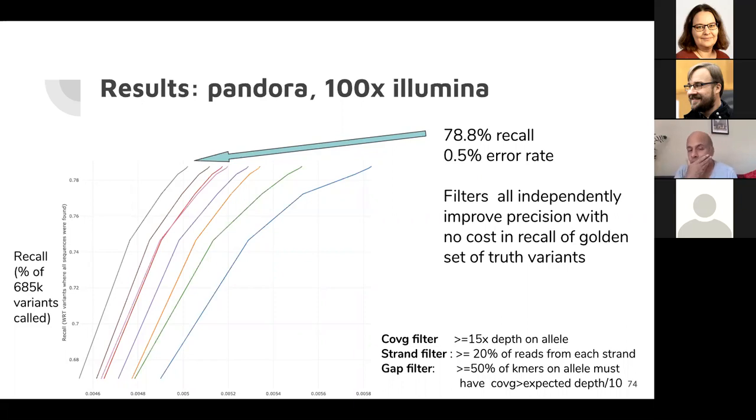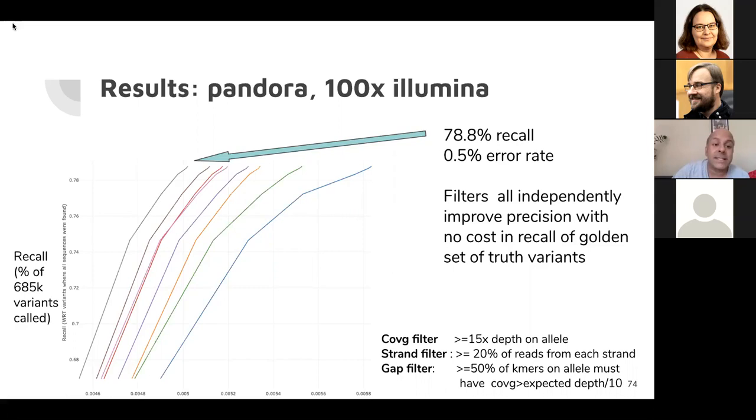So we've got multiple lines here. Each line represents a different filtering that's been applied to Pandora. I've got 3 independent filters: a coverage filter, 15x depth minimum; a strand filter, I want 20% of reads on each strand; and a gap filter, I want at least 50% of the k-mers on an allele to have coverage bigger than expected depth over 10. Those 3 filters all independently improve the precision, so you can see these lines moving further and further to the left.